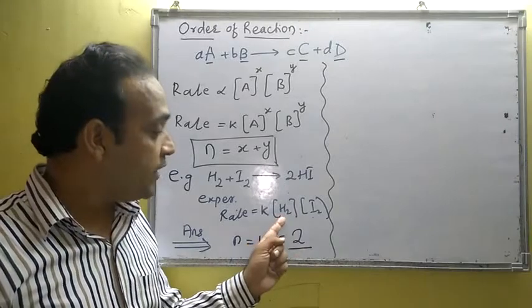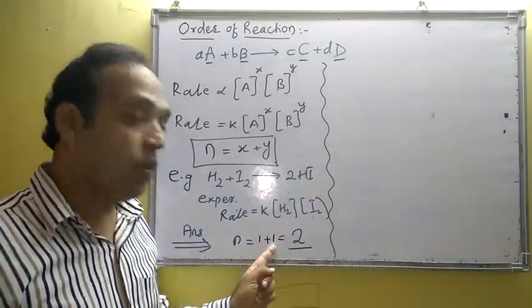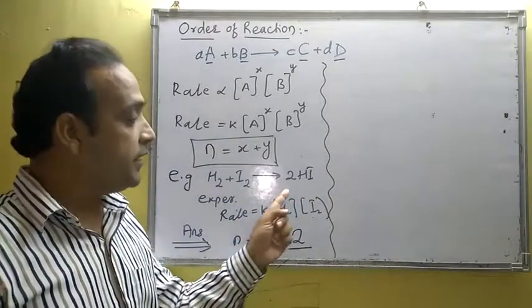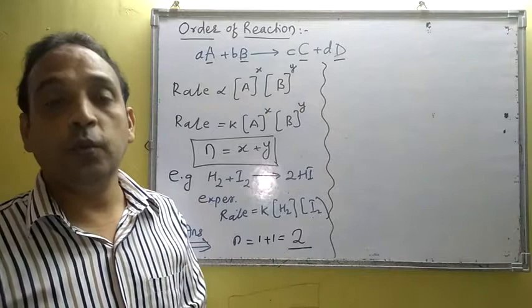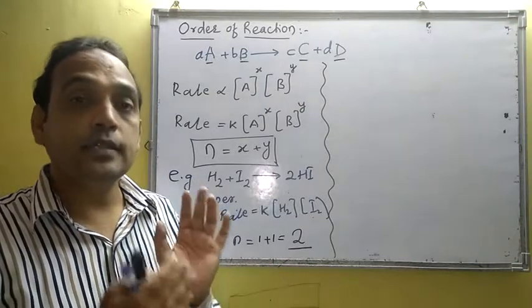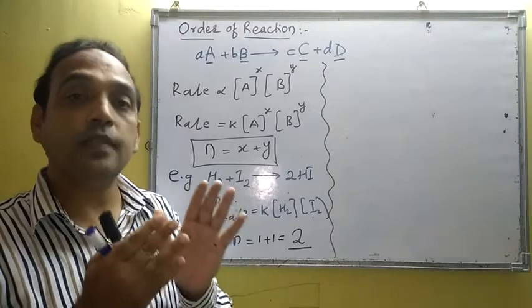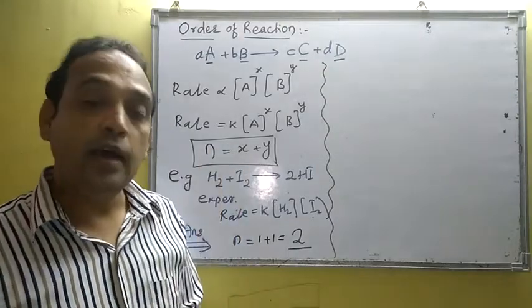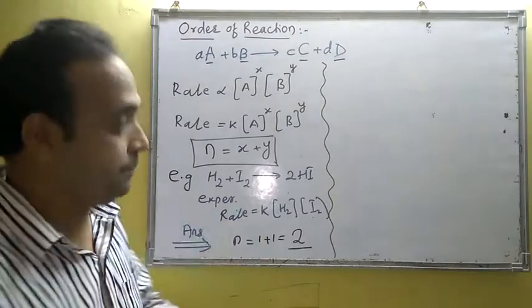Now the order of reaction in H2 is 1. The order of reaction in I2 is 1. The overall order of reaction is 1 plus 1, so the overall order of reaction is 2. So what is order of reaction? The sum of powers of concentration terms in the rate law expression, and this is called the order of reaction.